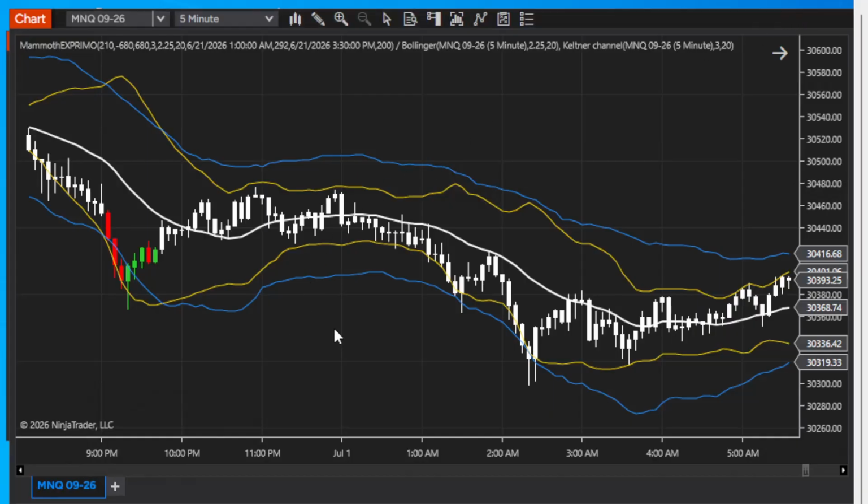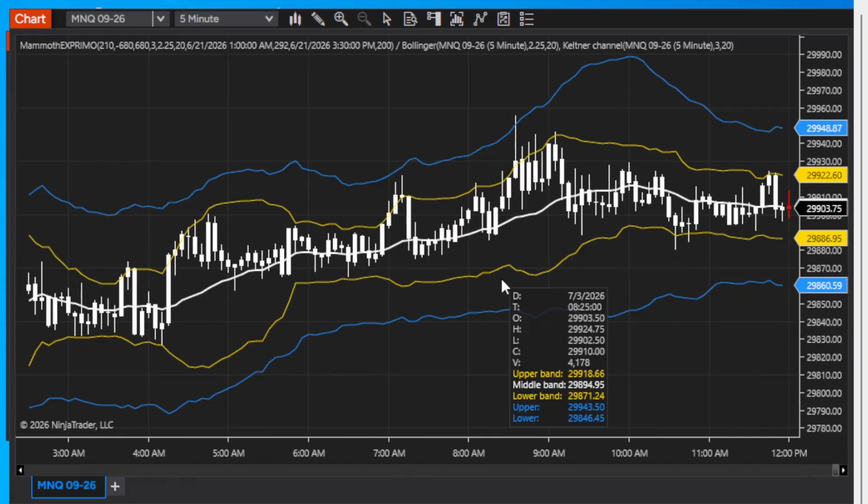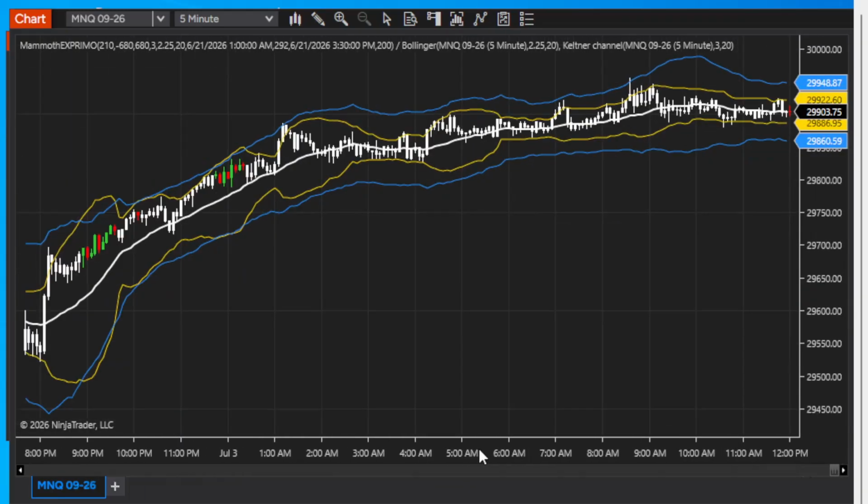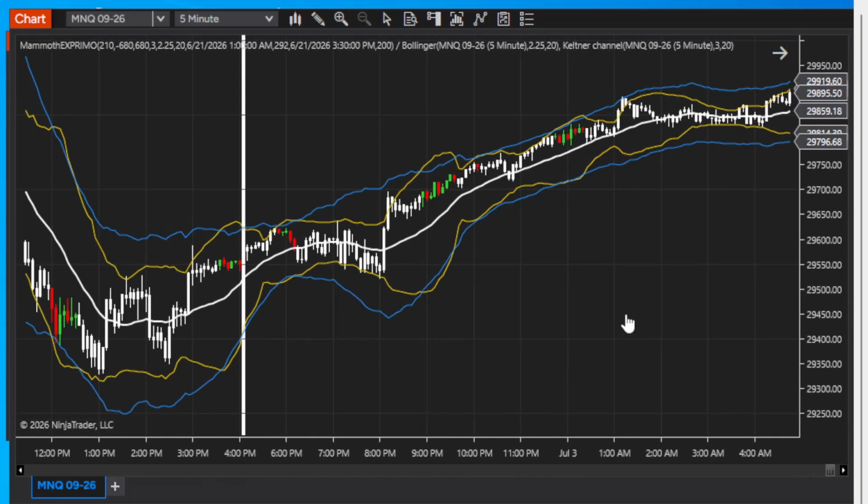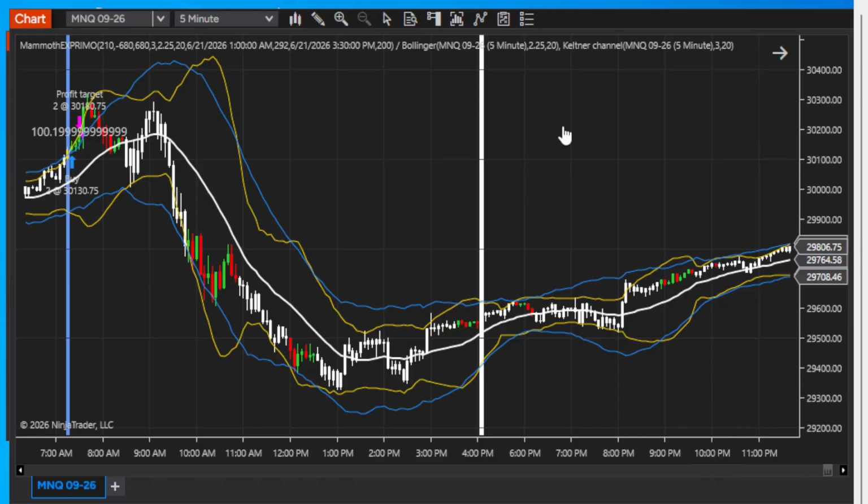Then this is the chart, how it looks on a normal MNQ September contract 5-minute chart. You can see this is July 3rd, when the market closes early. On that day, no trade.